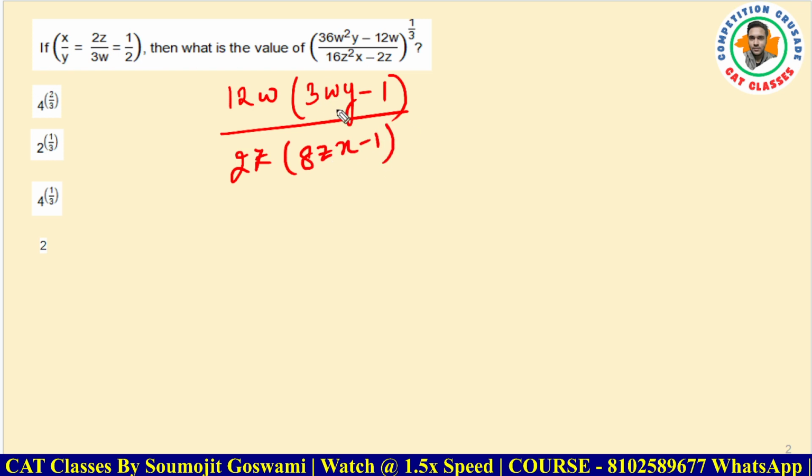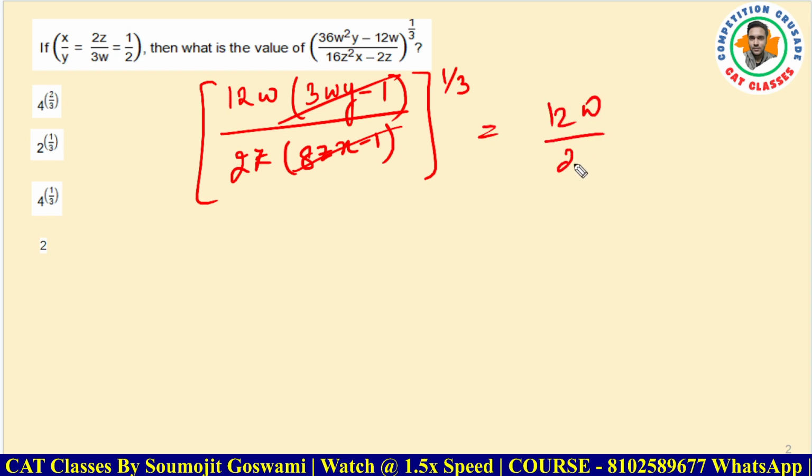Now the moment I see something minus 1 by something minus 1, I know for a fact that these two things will get eliminated, because obviously there is a relation, and this relation eventually will be useful in getting these two quantities equal. So might as well just cancel it and see what we can get. This thing can be written as 12w by 2z to the power 1 by 3. Now w by z, if you realize, can be calculated from this: w by z equal to 4 by 3.